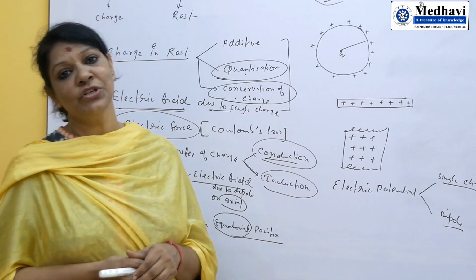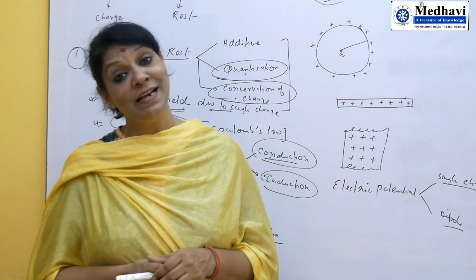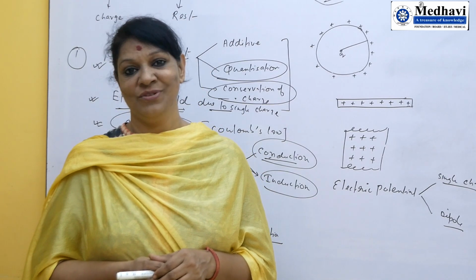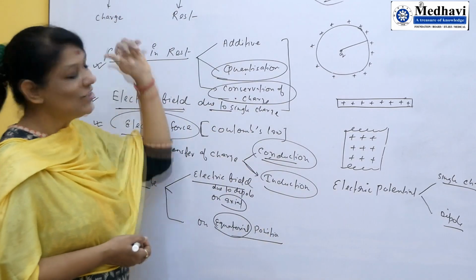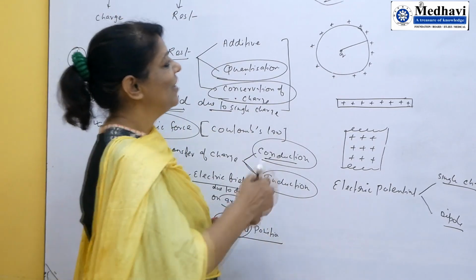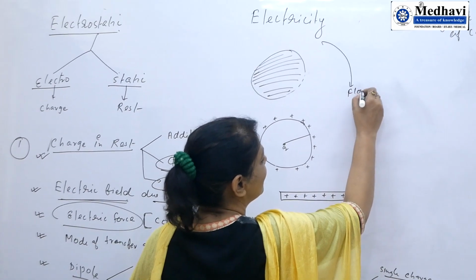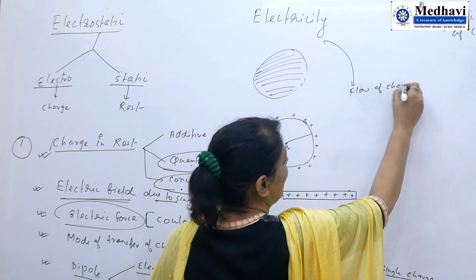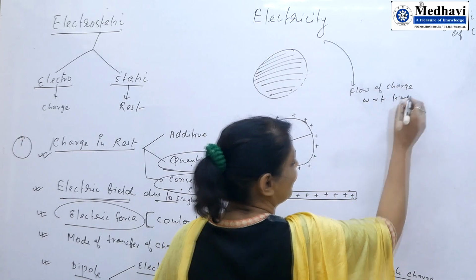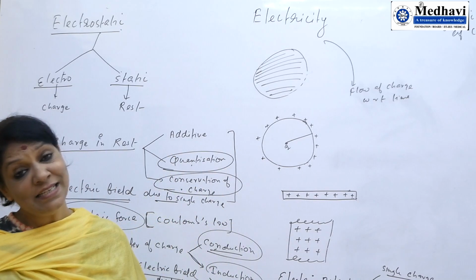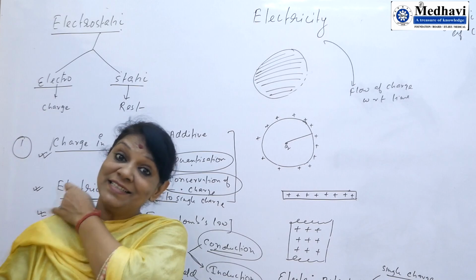The second branch of physics is electricity. Electricity, its other name is current, the flow of charge. So here we have taken charge at rest. Here we made charge flow. Very, very important: flow of charge. And when we flow charge, we are comparing it with time. So the rate of flow of charge is called electricity.